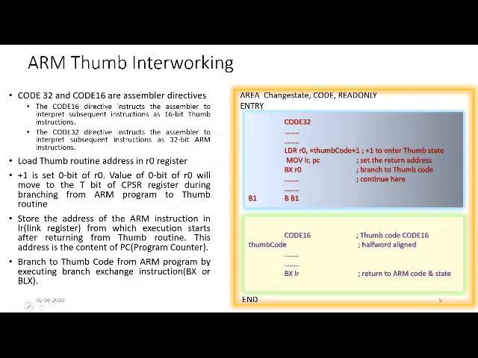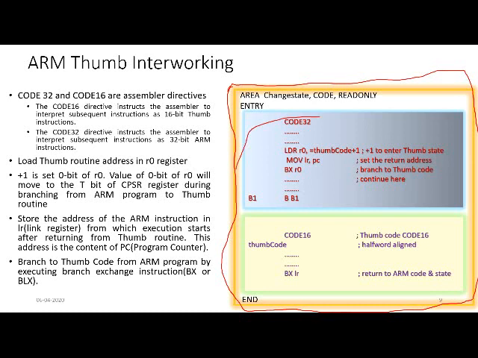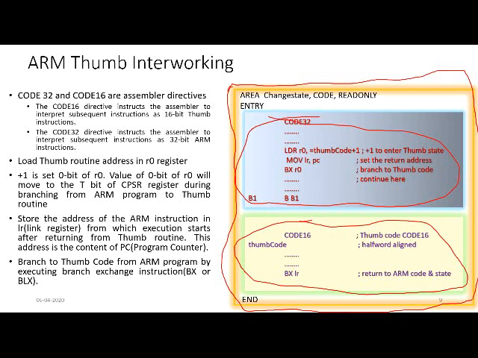Now let us look at the statement from the previous slide, that the programmer can write both Thumb and ARM instructions in a single program. Here is a complete program in which both instruction sets are present. This is the portion for the ARM instruction set, and this is the portion for the Thumb instruction set. As of now, assume that the microcontroller is executing ARM instructions, and then it has to execute the Thumb instruction set.